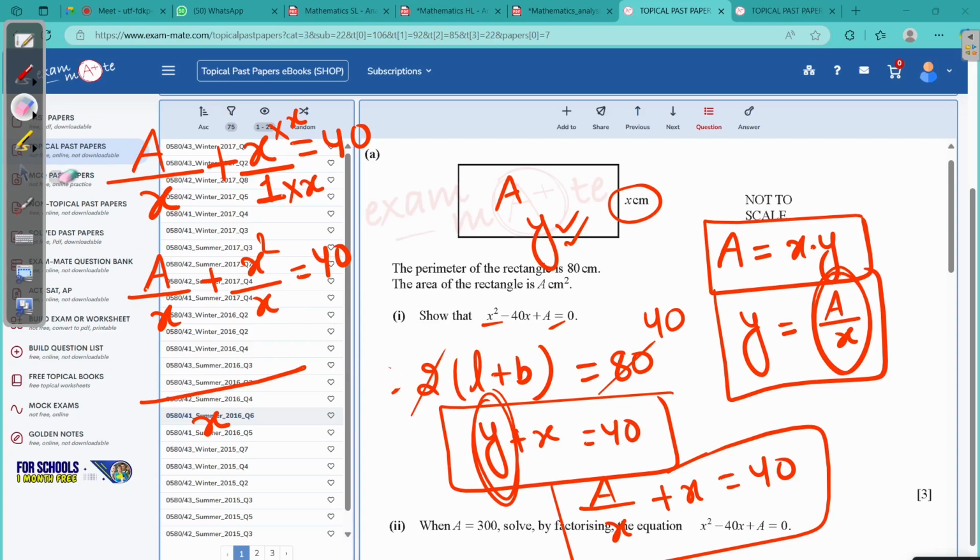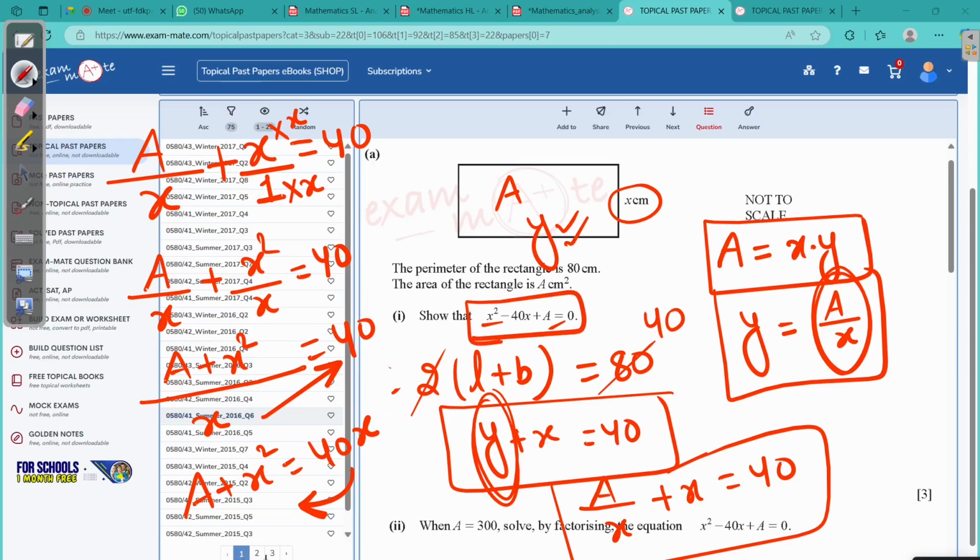You will get A plus x squared equals 40. Now do the cross multiplication. On the other side, it will be A plus x squared equals 40x. Right. Now again shift this 40x to the left-hand side to make it the same. So you will write x squared minus 40x plus A equals 0. Isn't it? Any doubt anywhere?